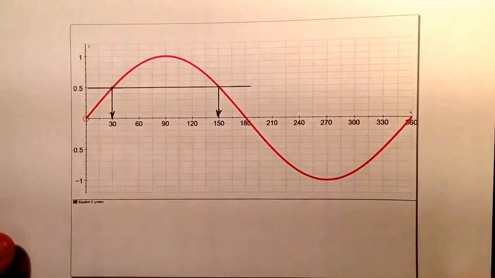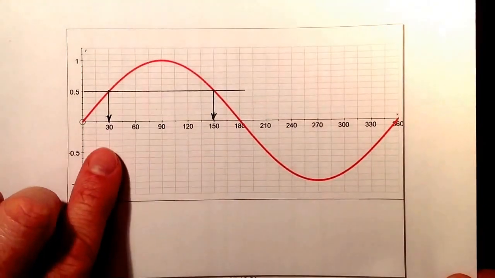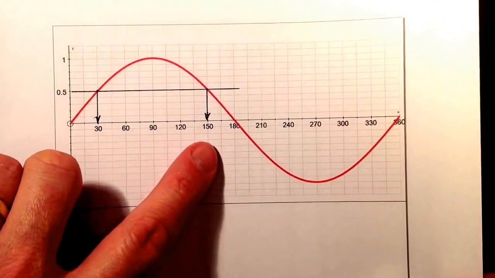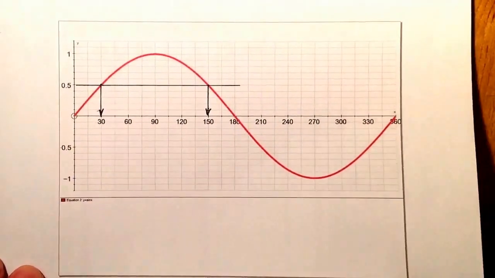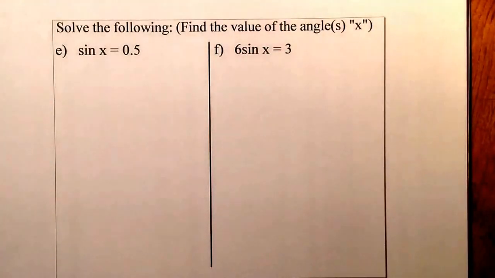Okay, so back to the graph. We're looking at this one to come up with an answer of 30 degrees and 150 degrees when the graph is equal to 0.5. So let's go and try and show that.